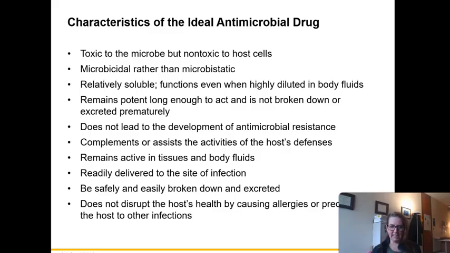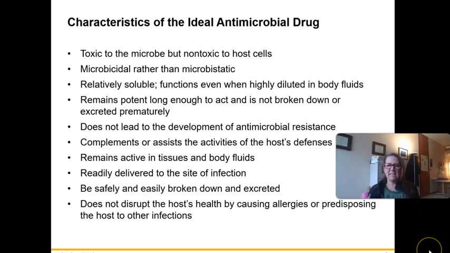Next, be safely and easily broken down and excreted. So we don't need any confounding factors. And we're going to come back to this. So when a physician is looking to prescribe an antimicrobial drug to an individual, there's a lot of things they have to take into consideration. And certainly one of those is liver health and kidney health, okay? First pass effect is when the medication goes to the liver and it's actually metabolized, and then the medication is free to have its effect.